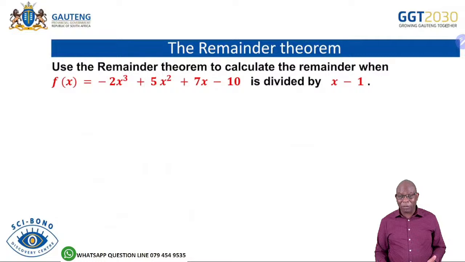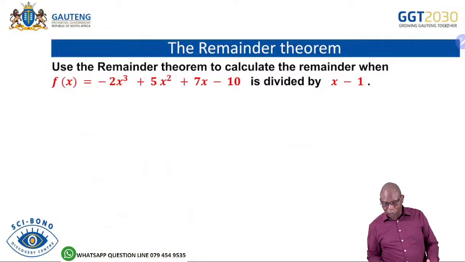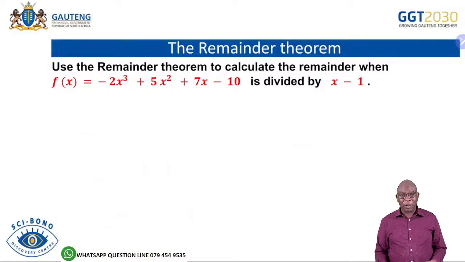And please, whatever we have learned previously, make sure that you now know how to substitute in a function notation. Let's look at this one. It says use the remainder theorem to calculate the remainder when this is divided by x minus 1. Now I'm going to show you what you need to do here. Remember, we used the long division method, and from there we got the remainder. I'm going to show you the quicker method of getting the remainder.